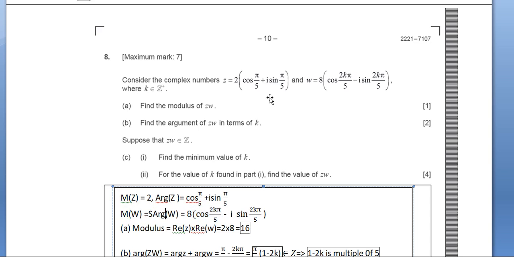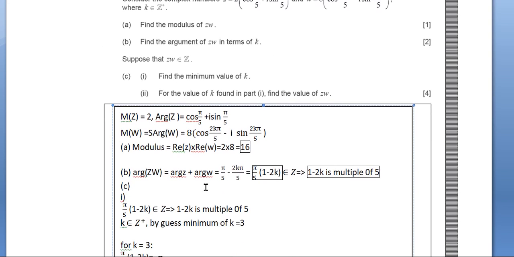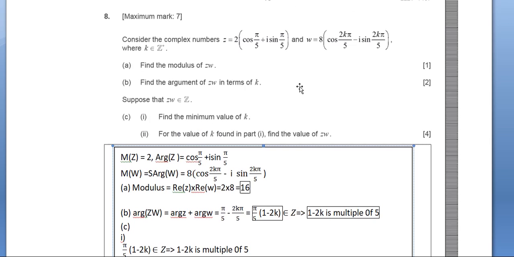So when we multiply numbers, moduli multiply, so we get 16. When we multiply numbers, arguments add. So we get something like this, and it should be a multiple of 5. One minus 2k should be a multiple of 5 because we need real integer numbers.